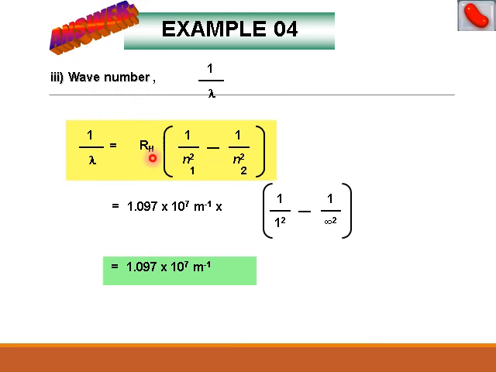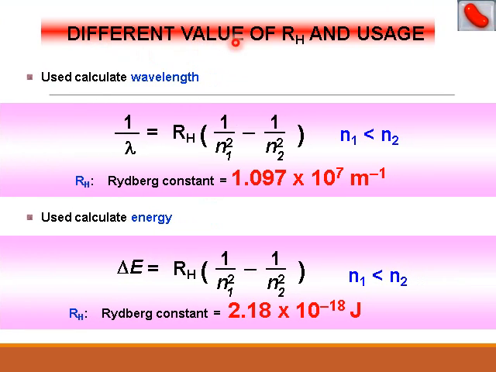So again, you just substitute the Rydberg constant. This is the Rydberg constant for lambda. And then substitute the value, and then you get the answer 1.097 times 10 to the power of 7 per meter. So the unit for wave number is per meter, for lambda is meter. So the different value of Rydberg constant and usage, if for lambda, is 1.097 times 10 to the power of 7 per meter. If for energy is 2.18 times 10 to the power of negative 18 joule.